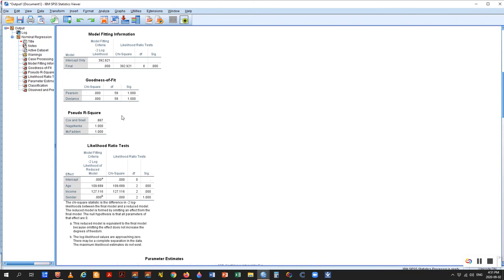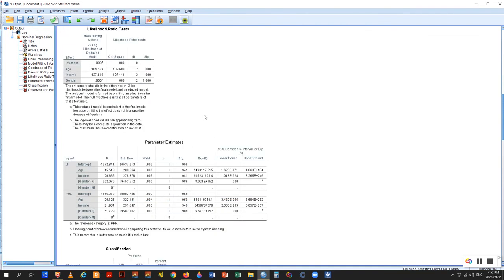So here we've got the pseudo R-squares. The R-squared is an analog of the linear regression R-squared, which measures the proportion of the variance in the dependent variable explained by the independent variables, but is nonetheless constructed differently and should be interpreted with caution. Cox and Snell, Nagelkerke, and McFadden are three typical pseudo R-square values.